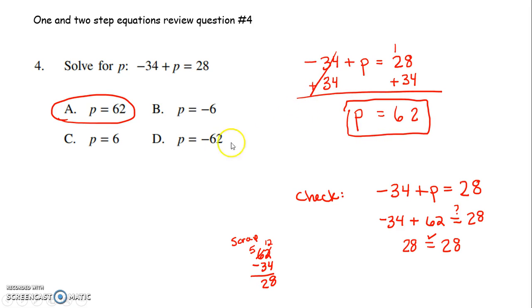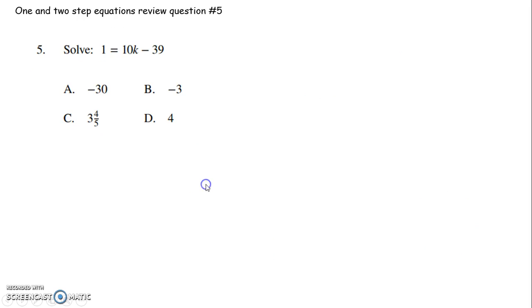I think I can fit one more question on this first review. So let's go ahead and solve this equation. 1 equals 10k minus 39. This is your first two-step equation. And we're going to solve that.